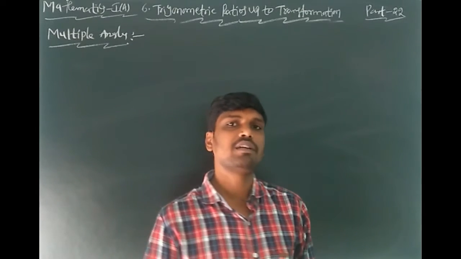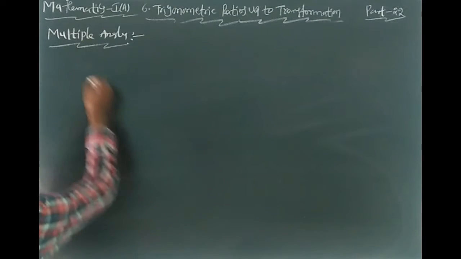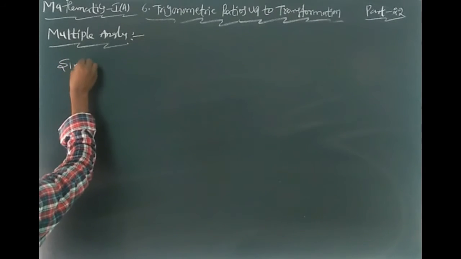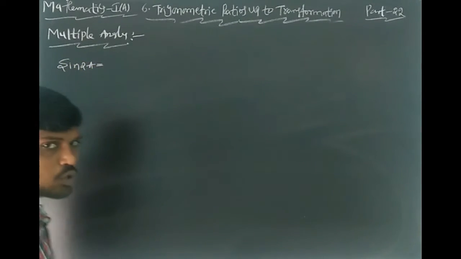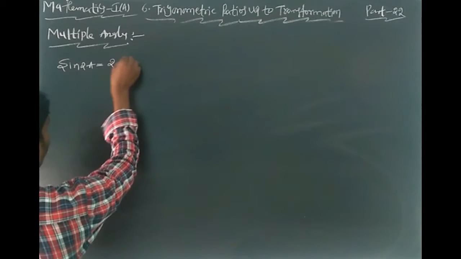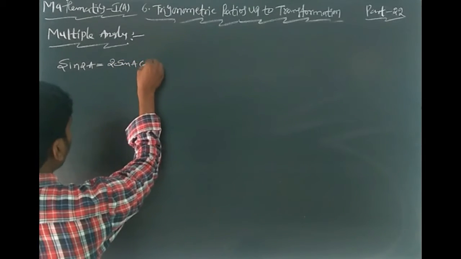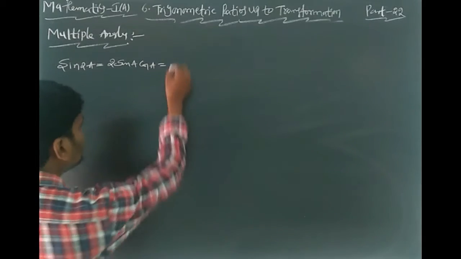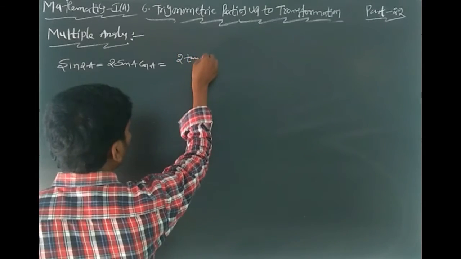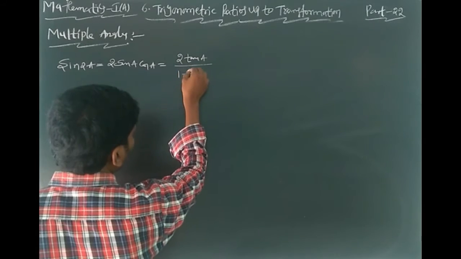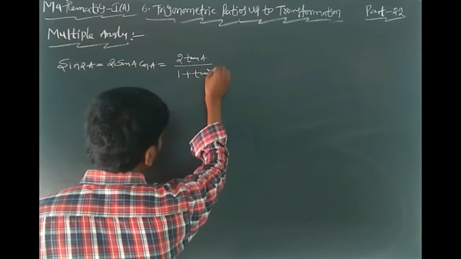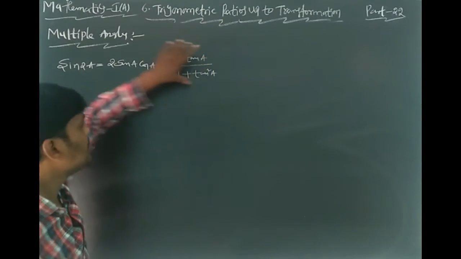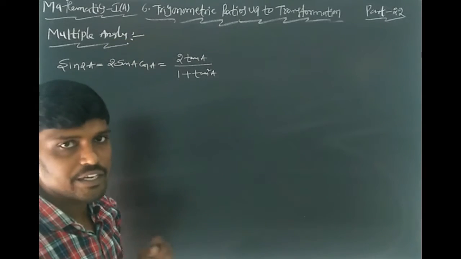Multiple angles trigonometry ratio formulas are there. First formula is sin 2a. Sin 2a is equal to 2 sin a cos a. Sin 2a formula in terms of tan is 2 tan a by 1 plus tan square a. This is in terms of tan. This one is the general formula of sin 2a.